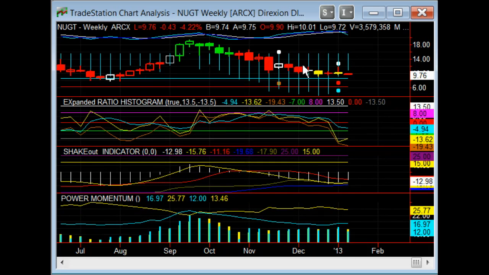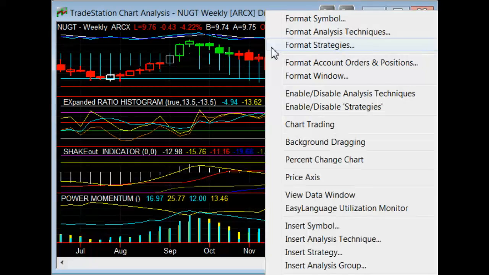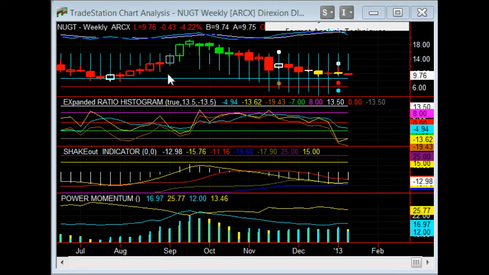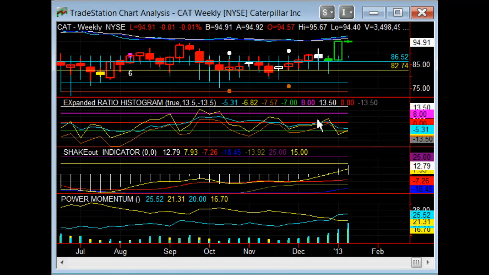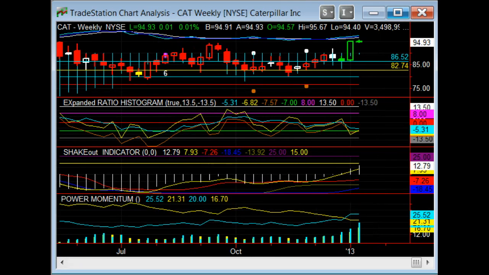And what's this about cat? Let's go look at cat real fast while we're here. Oh no, cat just went red. What's back to even here? So okay. That's from a weekly standpoint though. We want to go to a daily chart.